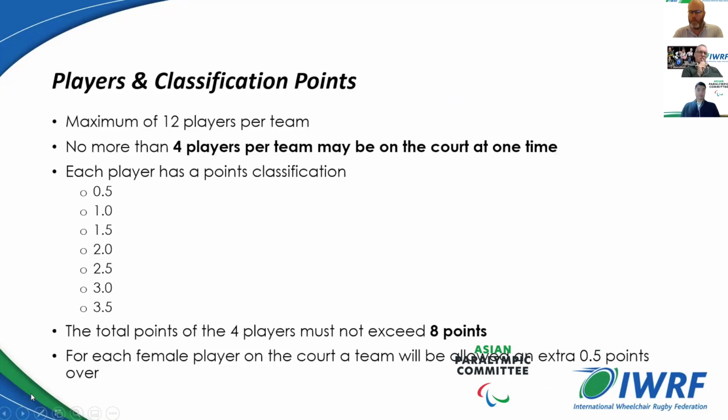There are 12 players allowed on a wheelchair rugby team. However, no more than 4 players per team are allowed on court at one time. Every player that plays wheelchair rugby is assigned a classification, as will be discussed later on. These classification points range from 0.5 to 3.5 based on the player's ability. The total number of points that the 4 players on court are allowed is 8. However, if a female player is on court at a given time, an extra 0.5 points per female player is added to this 8 points.